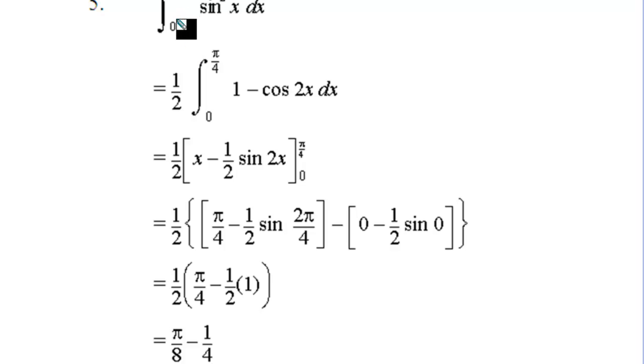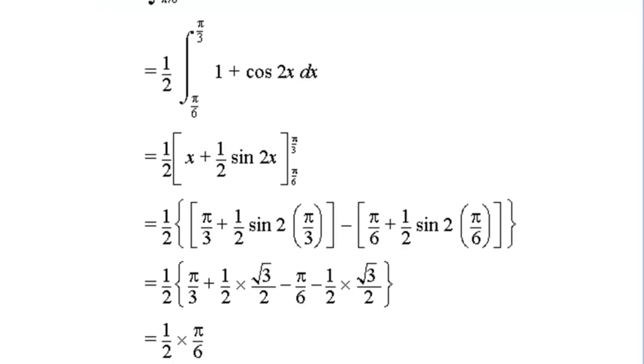Definite integrals work the same way. Sine squared of x becomes a half outside of 1 minus cos 2x. Between 0 and pi on 4, we integrate, and then we substitute pi on 4 in, and we substitute 0 in. That's going to work out to 0. 2 times pi on 4 gives us pi on 2, which is 1. So we get pi on 8 minus a quarter if we're living in the exact form.